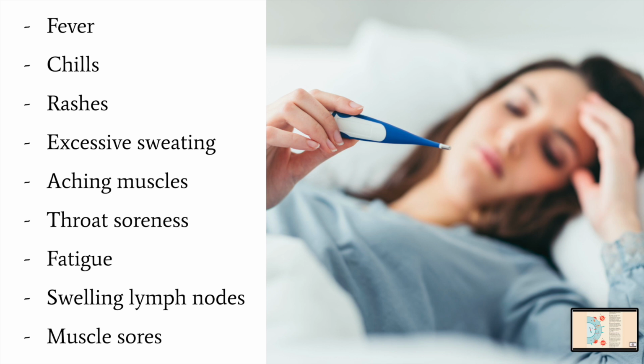At this stage, the host organism may suffer from symptoms less than a month to 3 months after being infected. These symptoms include fever, chills, rashes, excessive sweating, aching muscles, throat soreness, fatigue, swelling lymph nodes, and muscle sores. During this phase, the virus is at its most contagious as the viral load of HIV in the bloodstream is increasing. This often leads to chronic HIV infection.